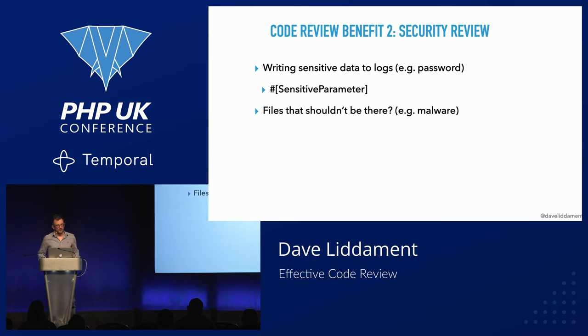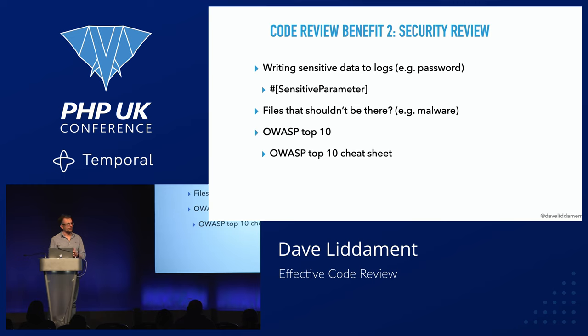Probably less likely, but if somebody's GitHub account got compromised, somebody might try to do something nefarious, like upload files that shouldn't be there, like malware. So if you're doing a review and you see a file that you don't really understand why it's there, it's worth challenging that. There's something called the OWASP Top 10, which lists a whole selection of security problems that are common in projects. It's worth having a look at the OWASP Top 10 cheat sheets. I think they keep changing what the worst issues are every so often, so it's worth refreshing those and bearing them in mind when you are reviewing code.